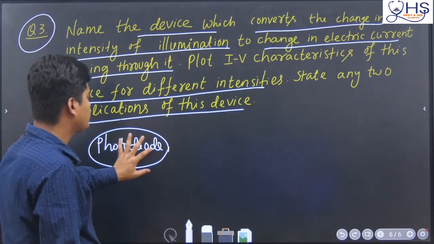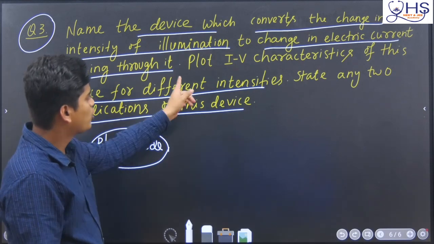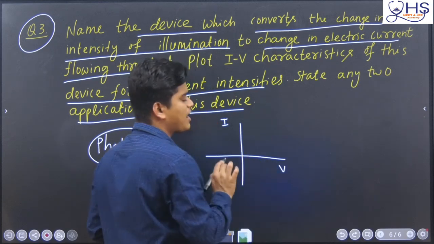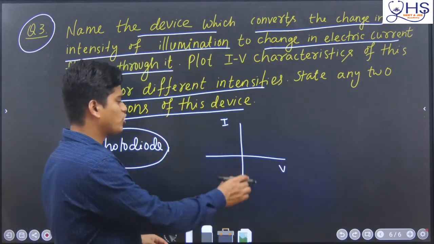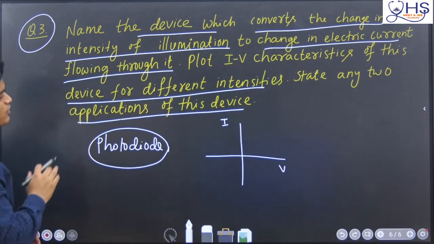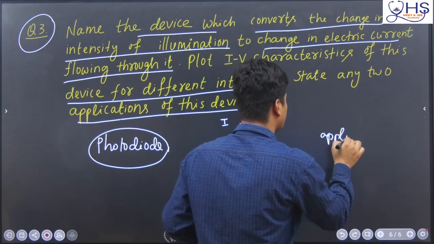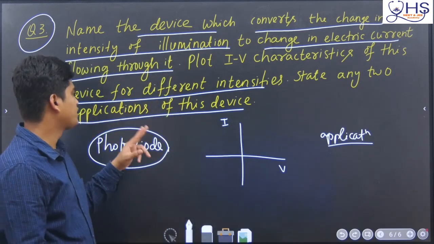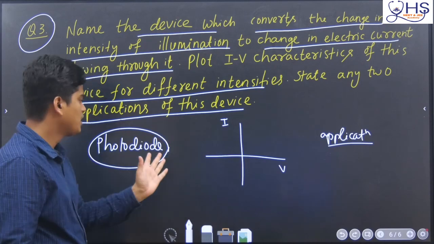This is what you have to write: name the device, that means photodiode, answer is over. Plot IV characteristics means you have to plot a current and voltage graph. You take y axis current, x axis voltage, and plot a graph that is called IV characteristics for that diode. Then you have to write two applications. So these three points you need to write for this question. Now, come to the answer.